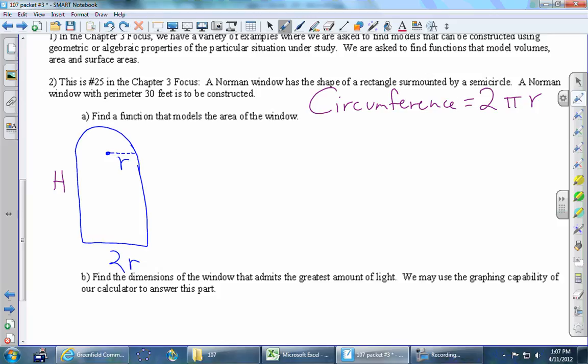Yes, that's what we're going to do. Because we have only a semicircle, so this circumference is the whole circle. So we'll end up dividing it by 2. That's right. Okay, let's see if we can figure out this business with the perimeter is 30.